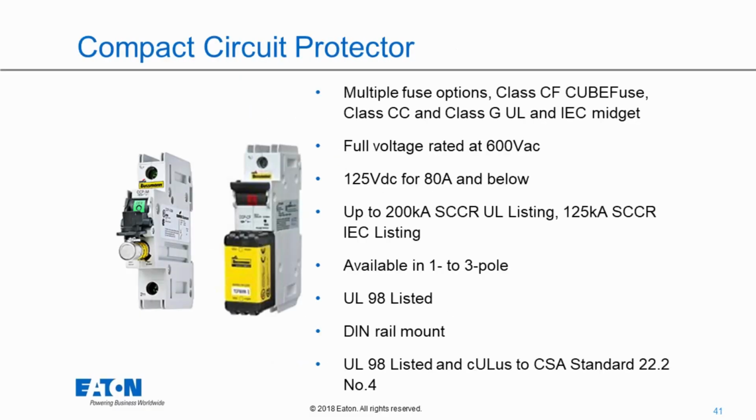Another device that's available from Bussmann that's very small and compact is our compact circuit protector. This device has also been around for probably 12 years, I believe. Instead of having just a standard fuse holder, this device, and in particular the class CC that you see on the left, is the same width as a class CC fuse holder, but it is actually a true UL98 disconnect switch.